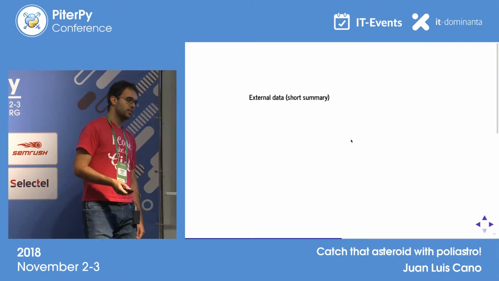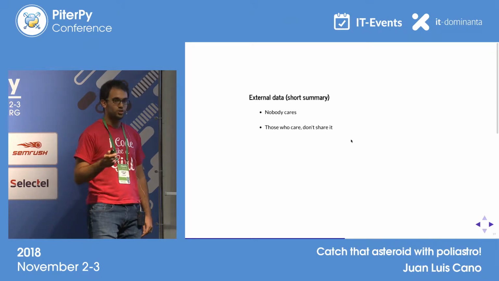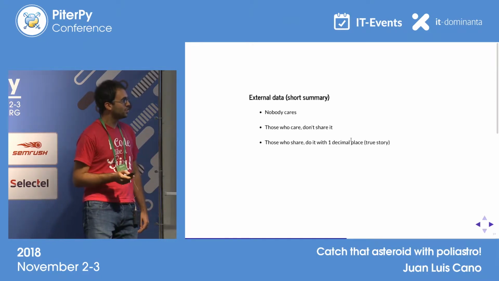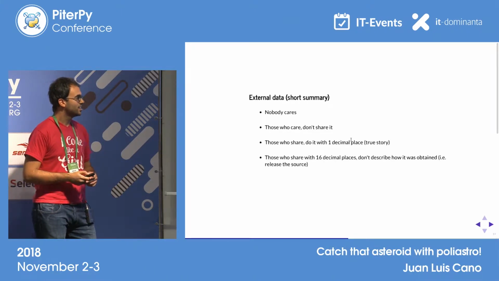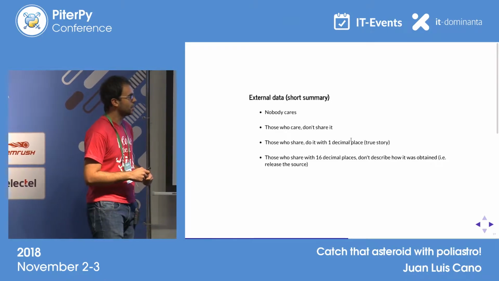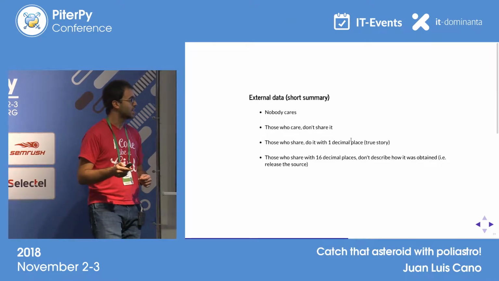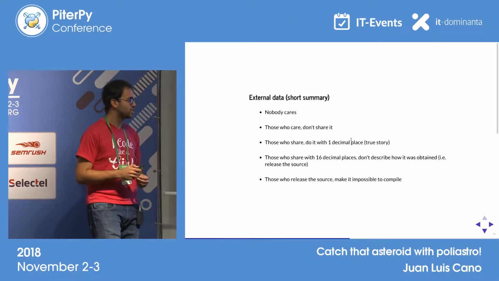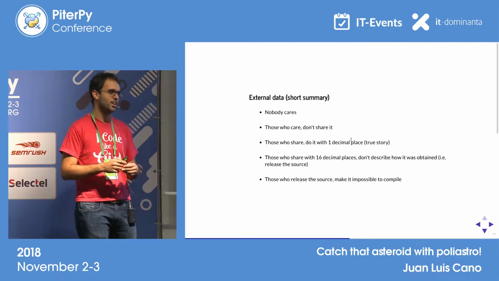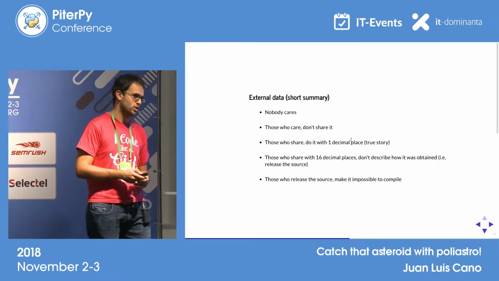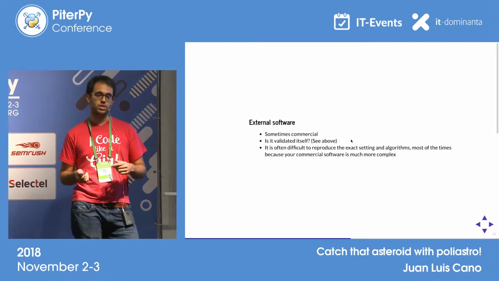And then talking about the external data stuff, this is a summary. Nobody cares. Those who care don't share it. Those who share it do it with 1 decimal place, and this is a true story. I've seen it so many times. Those who share it with 16 decimal places don't describe how it was obtained. Release the source code of the software, please, scientists of the world. And those who release the software make it impossible to compile on, I don't know, recent hardware. So it's a very, very sad landscape when you try to validate numerical algorithms, and you just have to cope with it.